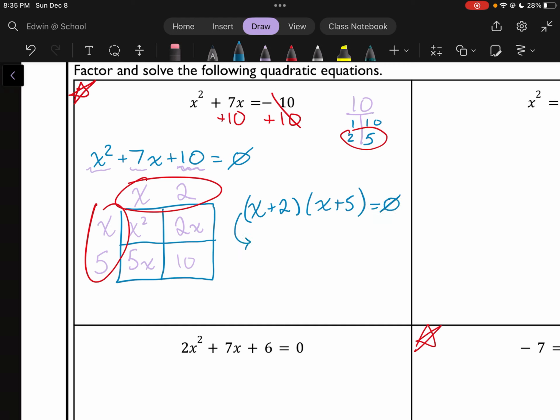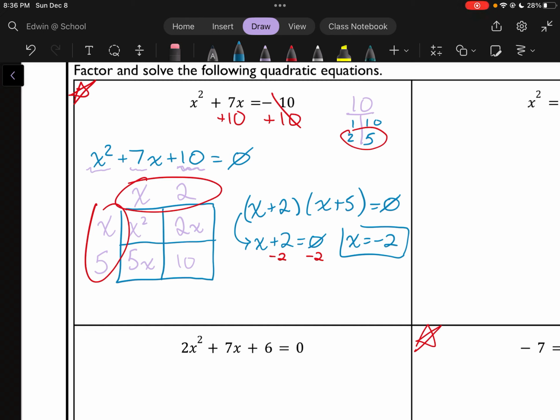From this point, we could just set each one of these individually equal to 0 so that we could find our x value. So for example, this first one, x plus 2 equals 0. That means we have to subtract this 2 on both sides, which means that x had to have been -2. That's one of our answers.